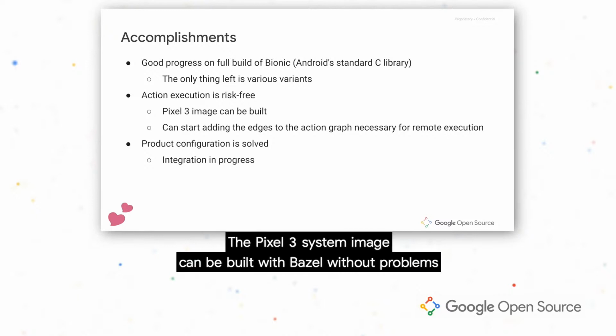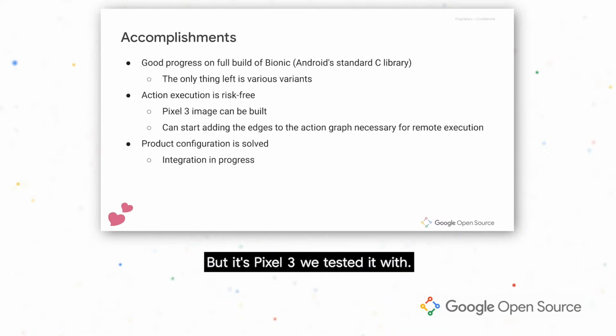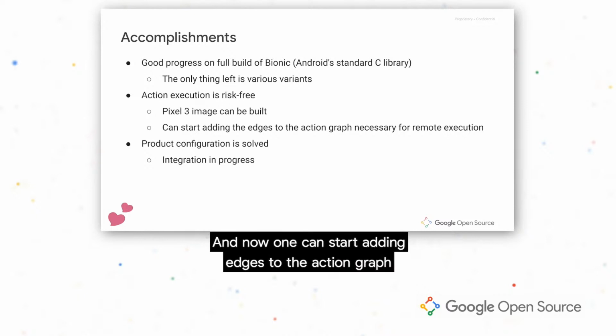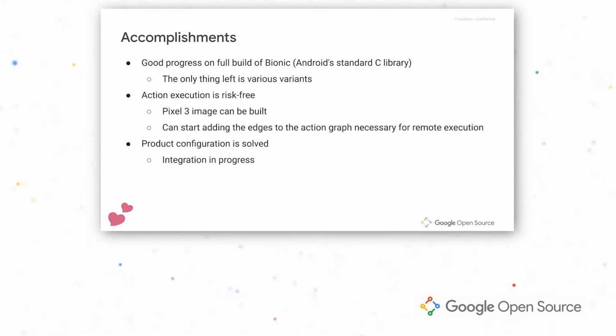The Pixel 3 system image can be built with Bazel without problems, which means that I'm pretty confident that everything else can be too, but it's Pixel 3 we tested it with. And now one can start adding edges to the action graph to make it fully declared and incremental.